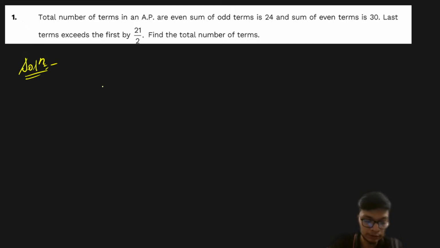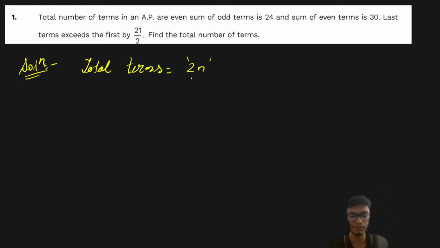first of all assume the total number of terms. Now you can always go with the total number of terms as n, but I am going to go with 2n, since it is said that the total number of terms is even, so it will be easier for me to distinguish the even part as n and the odd part as n also, right? So that's why I'm assuming 2 times n.